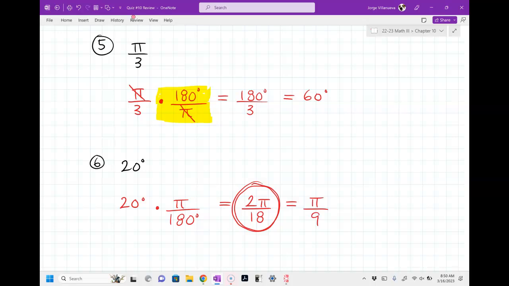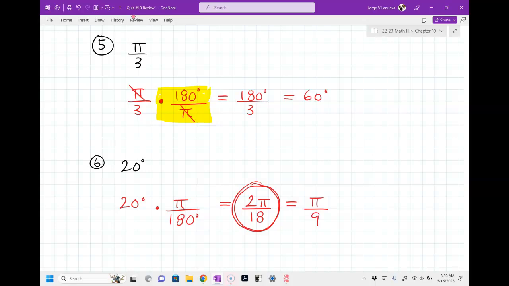I would divide by 10, right? 20 and 180, I can reduce them by 10. So 20 divided by 10 is 2. 180 divided by 10 is 18. So I did that in my head, and then I said, oh, 2 over 18 is 1/9. So it took me a couple steps because I was just doing it in my head, right?